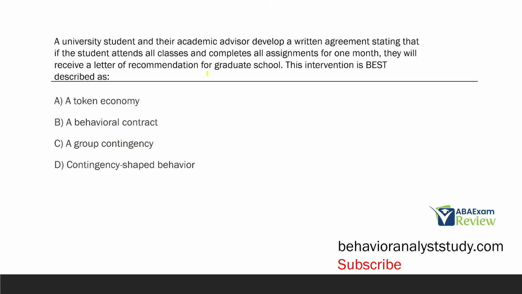A university student and their academic advisor develop a written agreement stating that if the student attends all classes and completes all assignments for one month, they will receive a letter of recommendation for graduate school. This intervention is best described as what? All right, finish with a relatively easy one. We have a student and their academic advisor engaging in a written agreement. So when you see that, a written agreement, start thinking behavior contract.